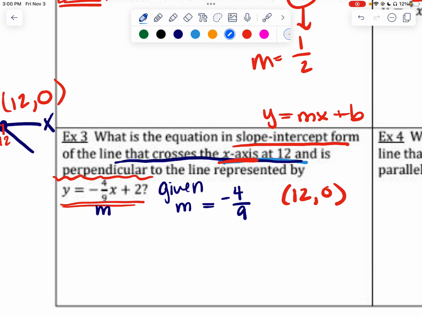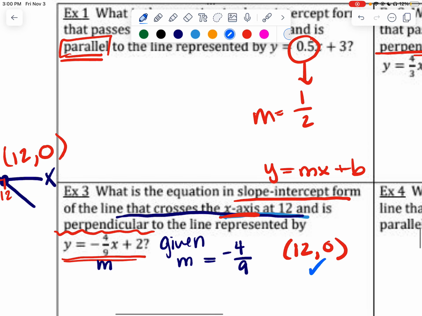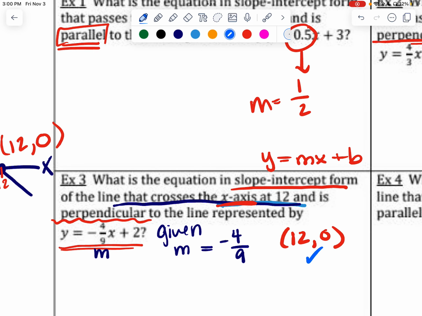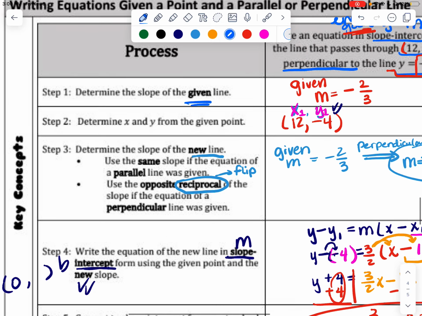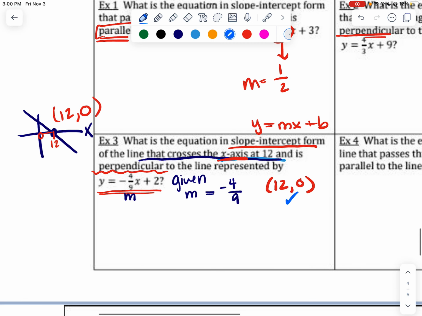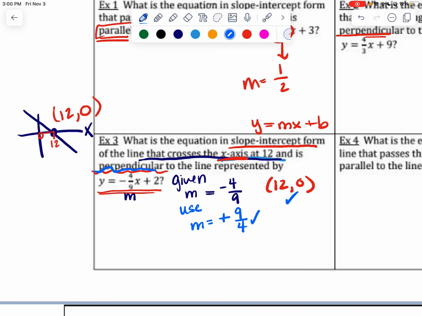All right, we've got a given point. We've got a given m. But am I using that actual given m? Well, it just depends. Is it parallel or perpendicular? In this case, it's perpendicular, which means I'm going to use the opposite and inverse. Opposite, plus, not inverse, reciprocal. So flip, 9 over 4. Okay. Here's the slope that I'm going to use. Here's the point. Let's put it into point slope.